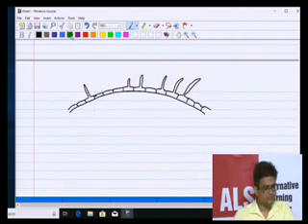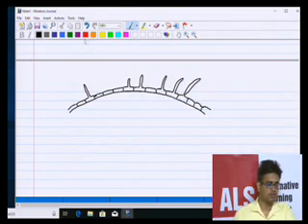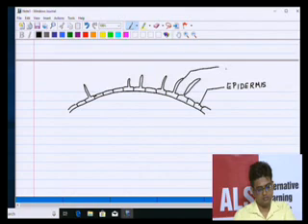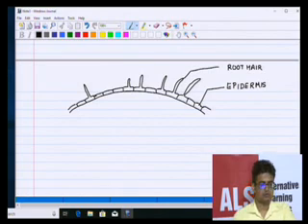Then inside this is the cortex. For the cortex I am going to use a different color. First of all let me label. This is the epidermis. This is the root hair. Modified epidermal cells, and this root hair is unicellular.